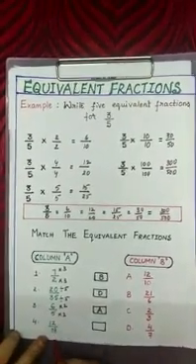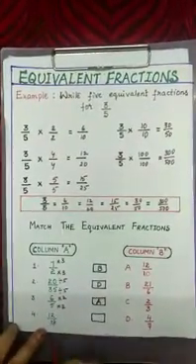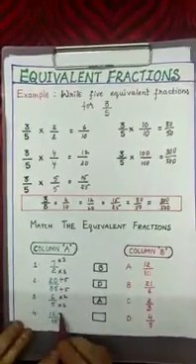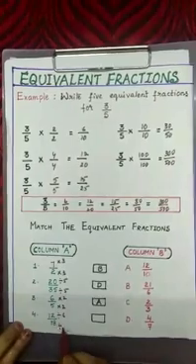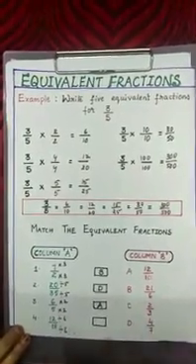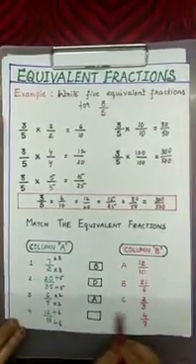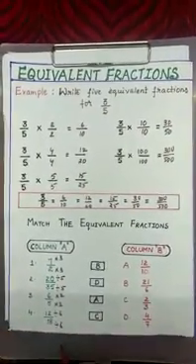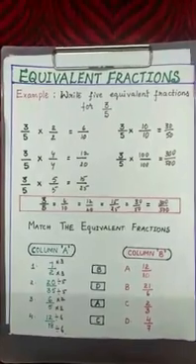Now the last one, 12 by 18. What is the common factor for 12 and 18? 6. Now let us divide with 6. 12 divided by 6 is 2. 18 divided by 6 is 3. So for the last one, the correct option is C. So this is the way we can solve the sums related to equivalent fractions.